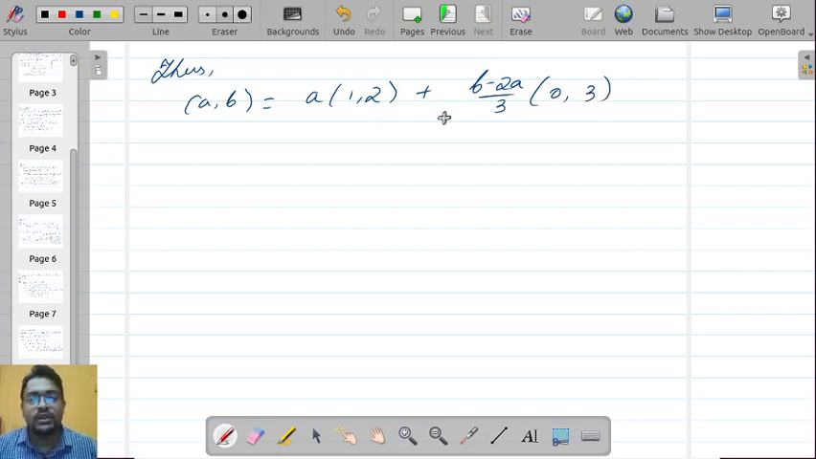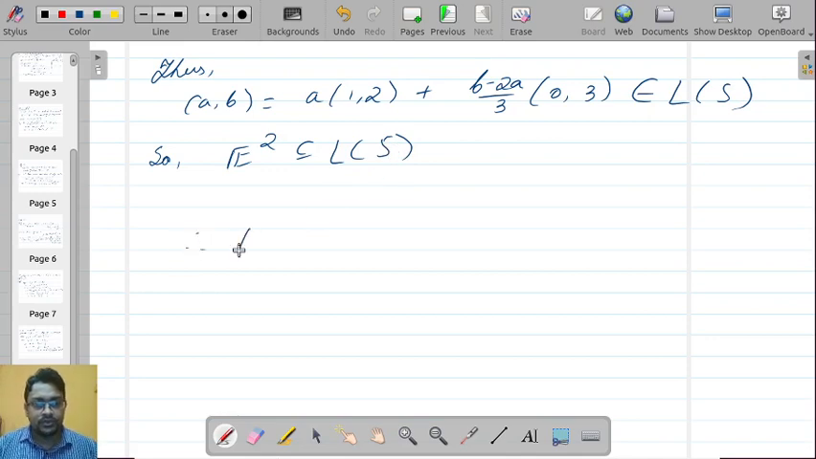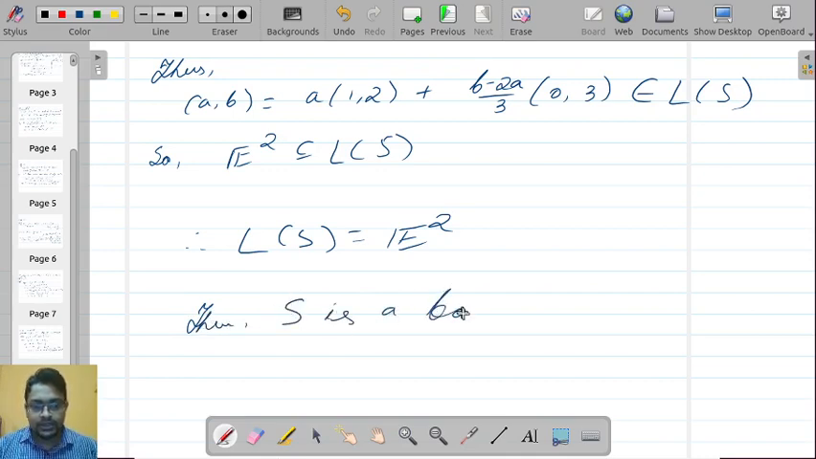Okay, so if we add them, we will get AB, right? And thus E square is also a subset of LS. So this is an element in LS. So E square is a subset of LS. So therefore, ultimately, we have shown that LS is equal to E square. We have already shown S is linearly independent. Now we have shown LS equal to E square. Thus, S is a basis of E square. Okay.